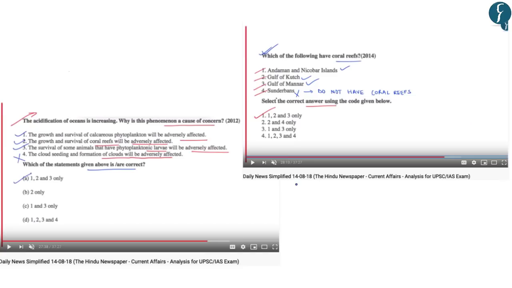Now in the DNS of 14th August 2018, 2 important previous year questions were discussed related to the coral reefs. And in this question, which was asked in the year 2012, it provided one of the important points that could have been used in answering this question. So if you read this question, it reads that the acidification of oceans is increasing, and why is this phenomenon a cause of concern? So if you look at the second point of this question, it reads, the growth and survival of the coral reefs will be adversely affected.